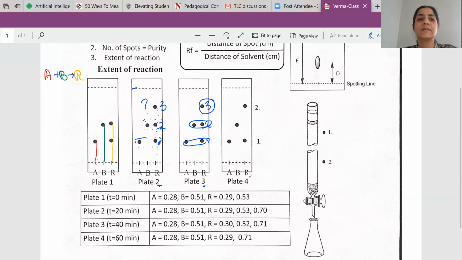What does she observe now? She observes that instead of having the 3 spots which she saw earlier in the lane of reaction mixture R, now there are only 2 spots left. What can you conclude from plate 4? If you observe, the number 1 spot and the RF of compound A are very similar.